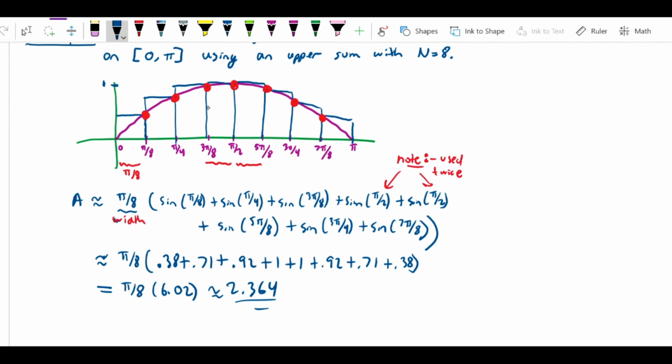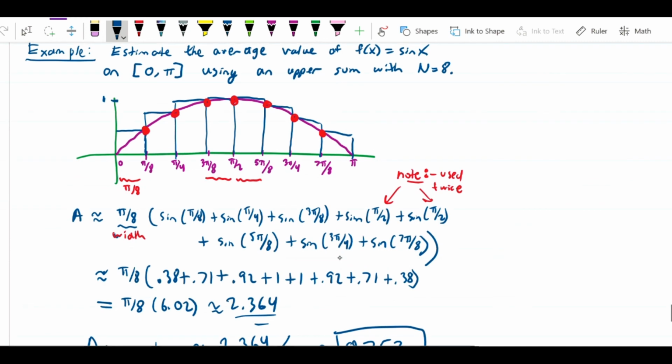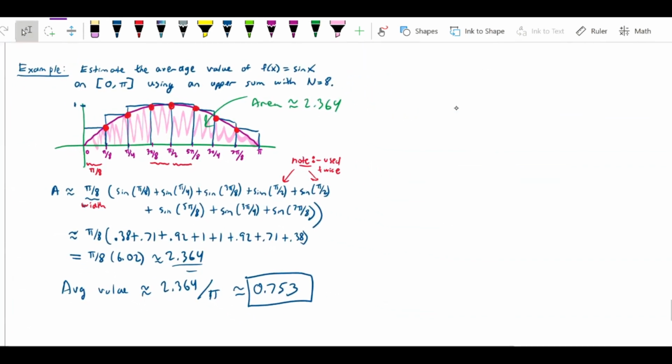the sine function, which we only know approximately, and divide that by the length of the interval, which is pi. So that means that the average value, again, we only know it approximately, is going to be 2.364 divided by pi, which is approximately equal to 0.753. That's the average value, and I'll just mark here that the area is approximately equal to 2.364. Okay, so that's how you would solve an average value problem.